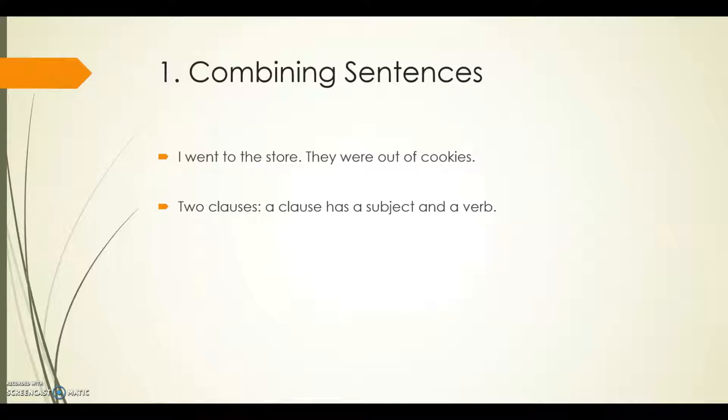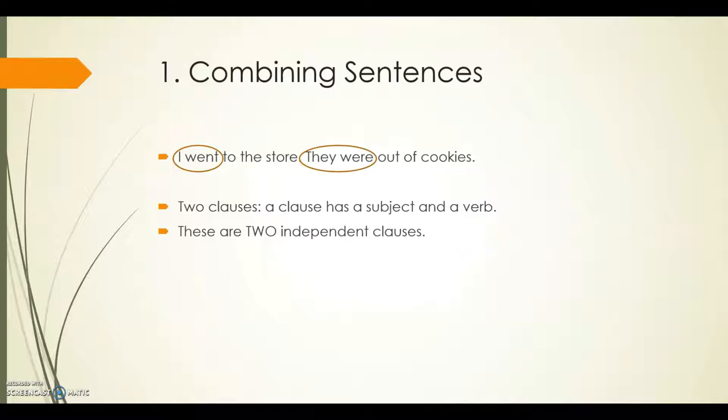You can also have a dependent clause. We'll see one of those in a little bit. So, we got these two sentences here, and they both have a subject and a verb. I went and they were. To the store and out of cookies, those are what? That's right, prepositional phrases.